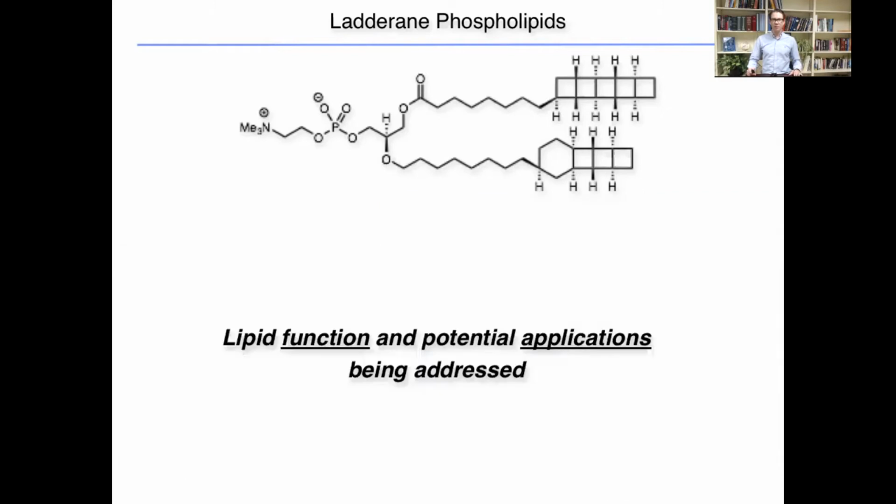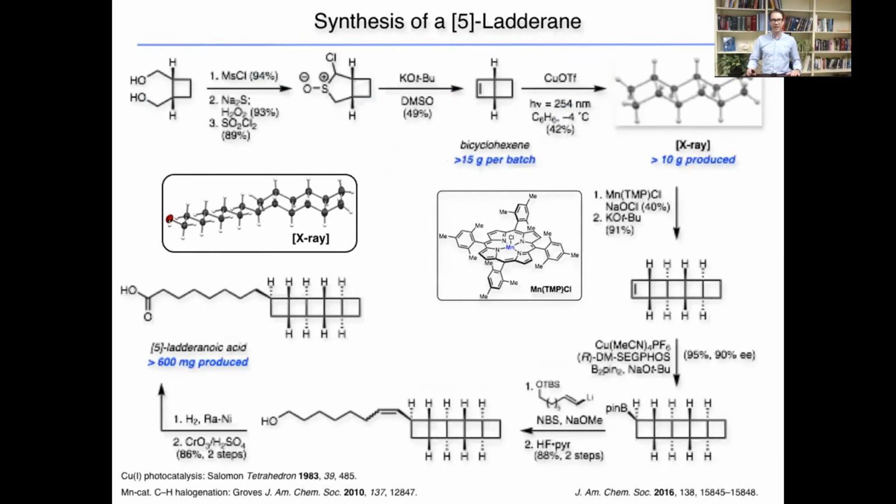Okay, so we want to address function and potential applications. This slide summarizes our synthesis of the 5-ladderane, so that's the 5 cyclobutanes fused to one another. I'll point out just a few key reactions.